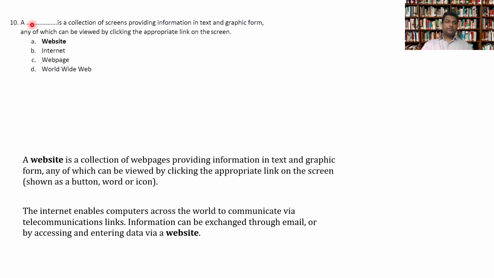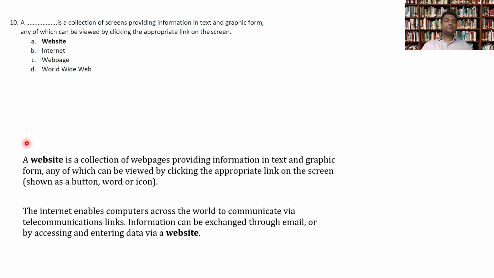A space is a collection of screens providing information in text and graphic form, any of which can be viewed by clicking the appropriate link on the screen. So this question is asking about a collection of pages where text and graphic is used and there are links to be clicked to go to other places. So everyone knows that this is about a website we are asking.